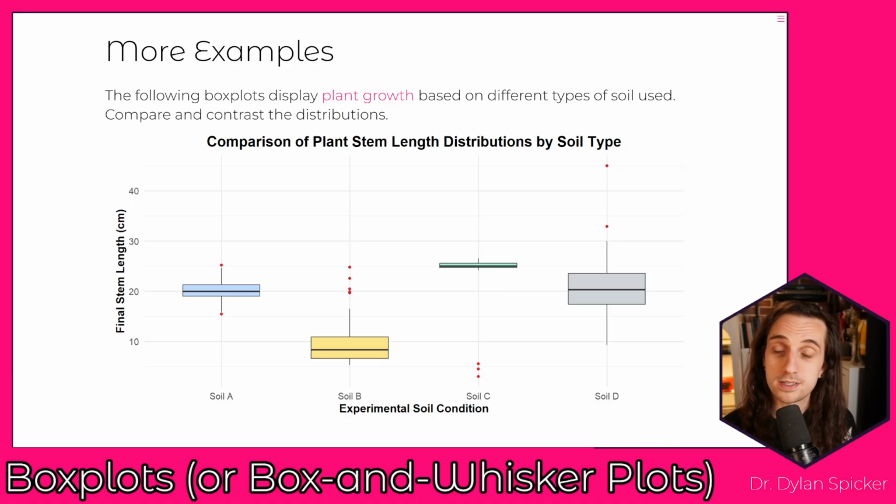We could then think about, say, the IQR. The IQR is going to give us a good, robust sense of the variability. The smallest IQR is certainly soil C here, followed by soil A, followed by soil B, followed by soil D. Based on the IQR, based on the typical values near the center of the distribution, C is the most predictable, and then A, and then B, and then D. So D is going to be the most variable in this case.